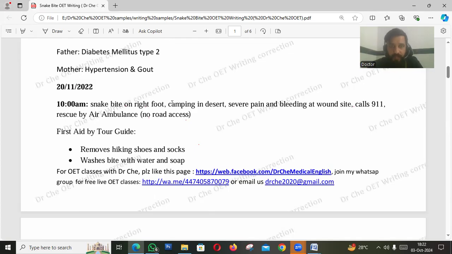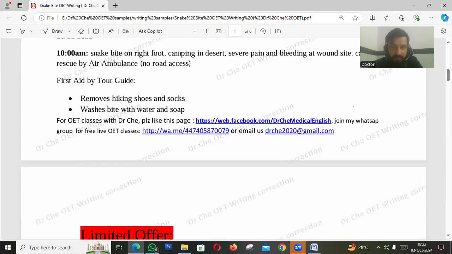The patient was camping in the desert and there was severe pain and bleeding at the wound site, and she called 911, the emergency number, and she was rescued by air ambulance as there was no road access. Then first aid was given by a tour guide. This first aid included removing hiking shoes and socks, and washing the bite site with water and soap.